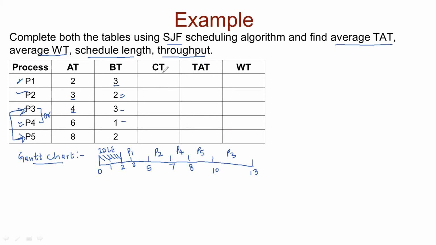Now we will find all these values. CT is completion time. What is the completion time of P1? Completion time of P1 is 5.